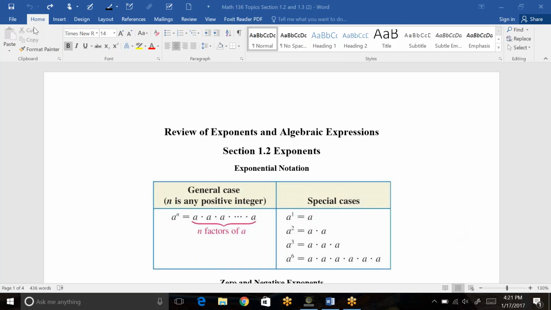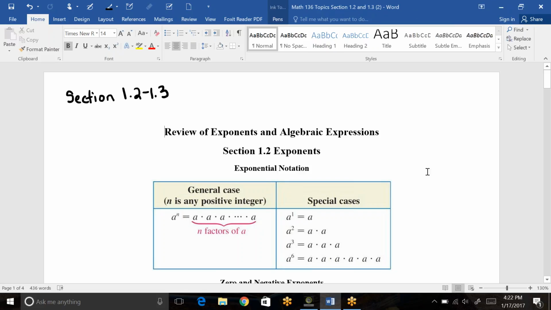Okay, this is a section 1.2, 1.3 pre-video. These are materials or items that are considered review for Math 136, but we cover them anyway just to get everybody up to speed and on the right path to hopefully being successful this semester.